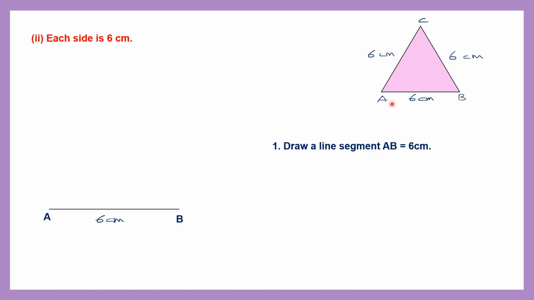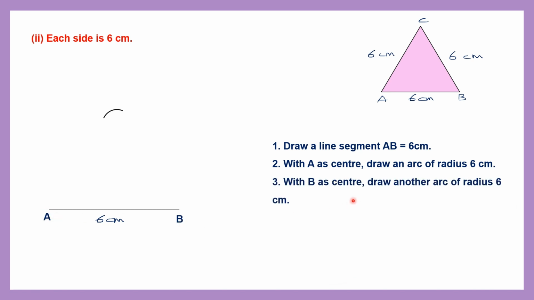Now go back to the figure here. Now we have to draw AC 6 centimeters and BC 6 centimeters. So what is the step? With A as center, draw an arc of radius 6 centimeters. So keep your compass at A, get a measurement of 6 centimeters on your compass and then draw an arc. You've drawn an arc. Now keep it at B and draw another arc just like this, cutting that arc.